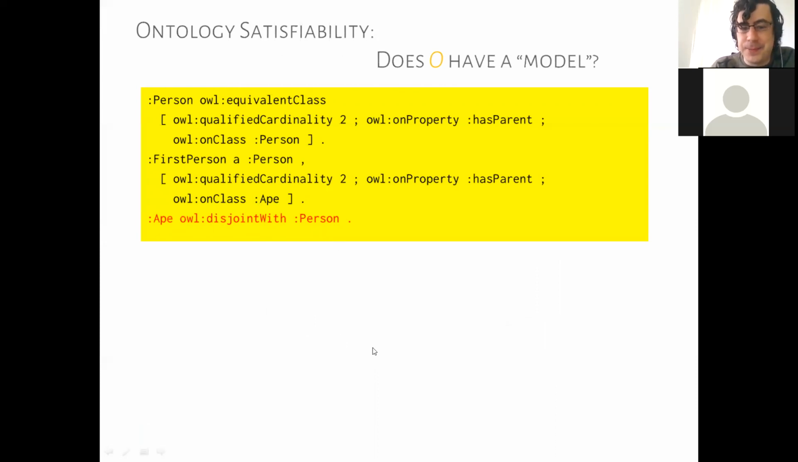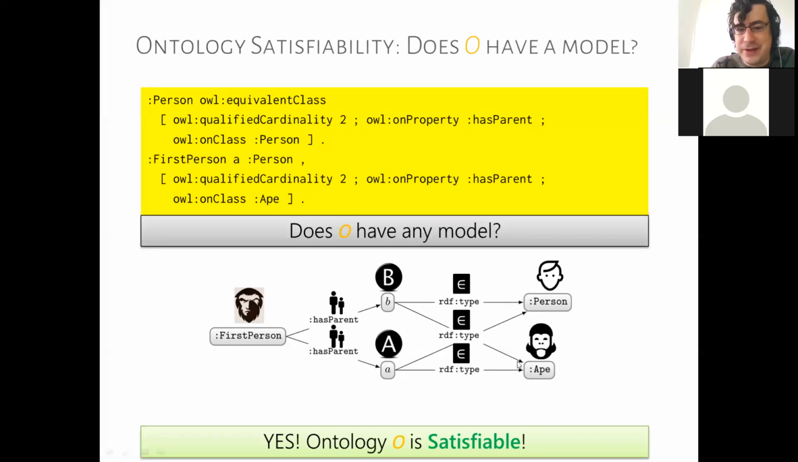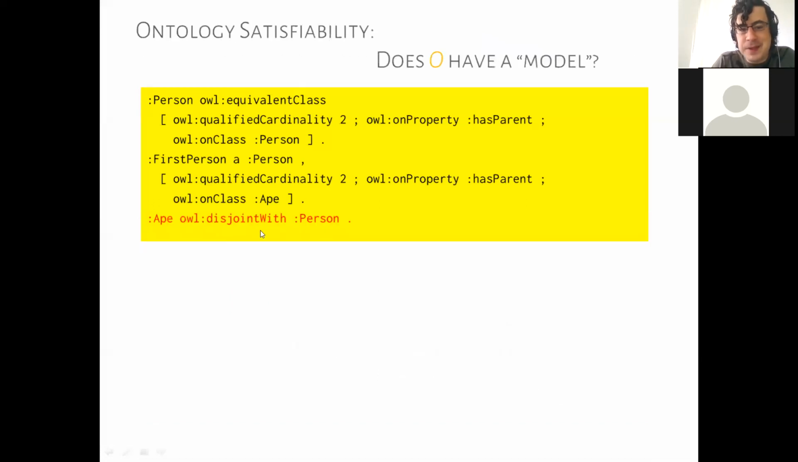Well, in that case, this previous model doesn't work anymore because we can't have that B is of type person and ape and A is of type person and ape at the same time. That would no longer be allowed. So we remove this kind of model here. So ape disjoint with person. So is there any other kinds of models that we can have for this ontology?